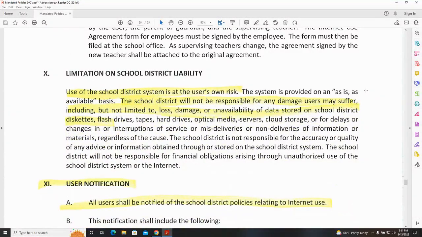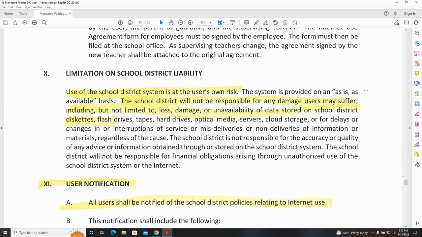And there's a limitation on school district liability. Use of the school district system is at the user's own risk. The school district will not be responsible for any damage users may suffer, including but not limited to loss, damage, or unavailability of data stored on school district diskettes, flash drives, tapes, and so on, or their Google Drive.